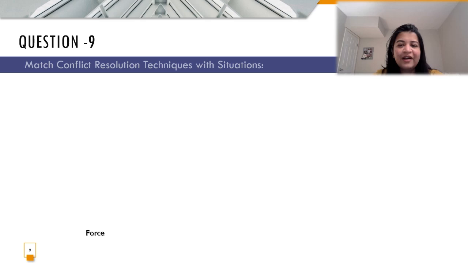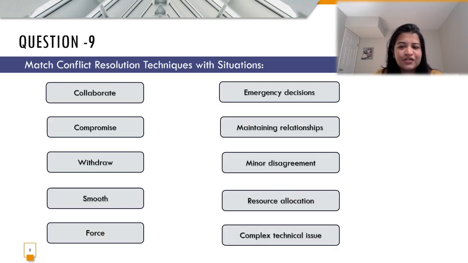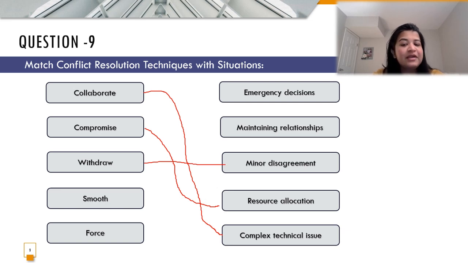For question number 9, we are supposed to match the conflict resolution techniques along with their situations. So for collaborating, we are going to collaborate in regards to solving a complex technical issue. So that's where I'm going to map it with complex technical issue over here. Next I have compromise. I'm going to compromise based on the resource allocation. Next, I'm going to withdraw in regards to having a minor disagreement.